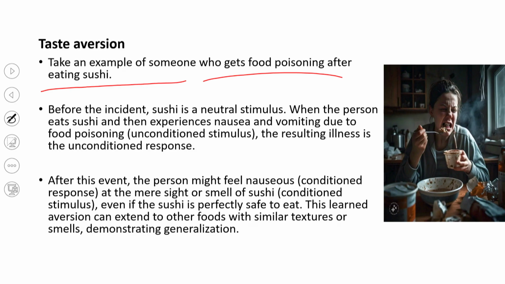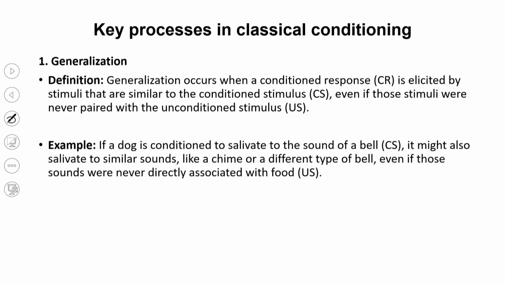So, this can happen. Now, let us see some of the other key processes involved in classical conditioning. In classical conditioning there can be something called generalization. What is generalization? It occurs when a conditioned response, that new learned response, is elicited by stimuli that are similar to the conditioned stimulus, even if those stimuli were never paired with the unconditioned stimulus. So, sometimes generalization can happen in the learning process of classical conditioning.